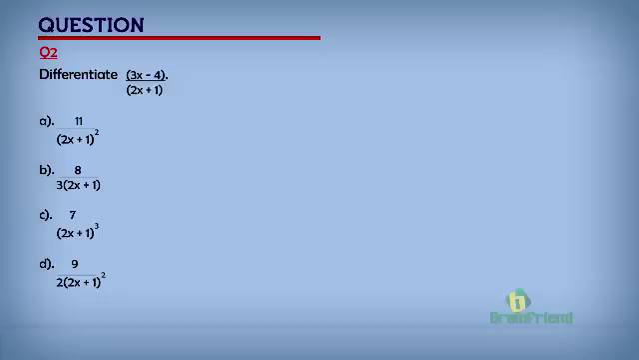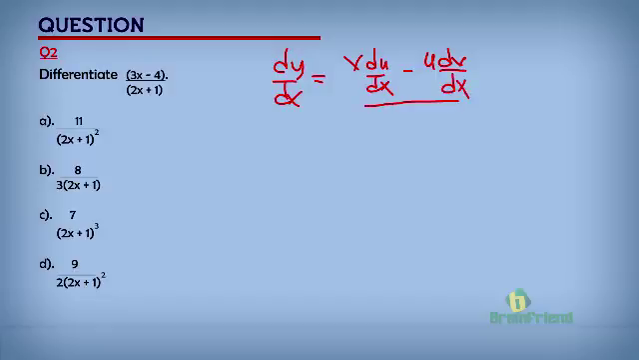Let's quickly state what our quotient rule states. Our quotient rule states that dy dx, the derivative of our function y with respect to x, is v du dx minus u dv dx, all over v squared.